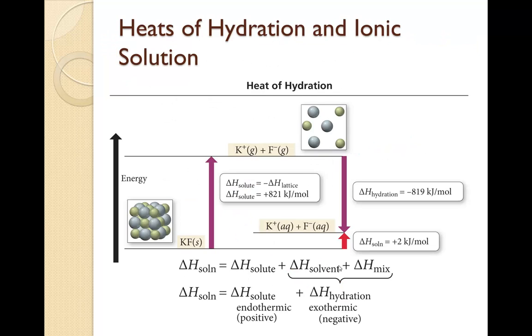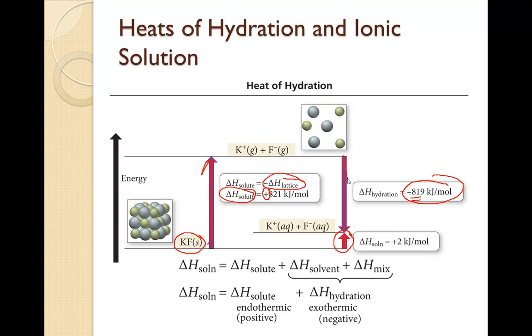So here we have solid KF. This energy is the delta H of the lattice energy, so we need to separate that. You have to add energy into it in order for that to happen. The heat of hydration is the mixing of these two things together, which is an exothermic reaction. This overall process is endothermic because it takes more energy to separate the KF than is released in putting the two things together.